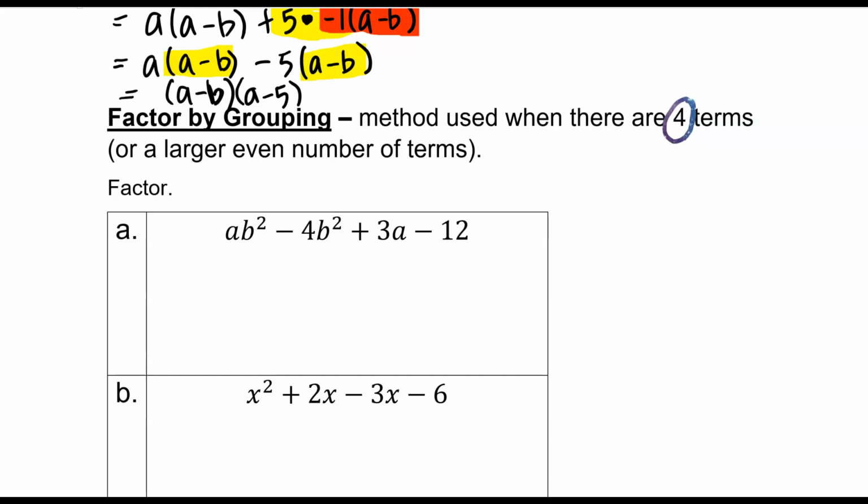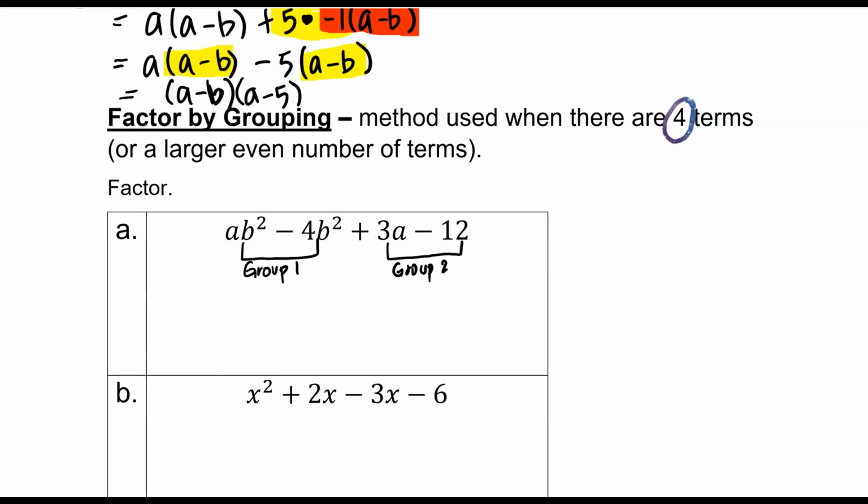For example, you have 4 terms: A B squared, negative 4B squared, 3A, and negative 12, right? You have these terms and they have nothing in common, all 4 at the same time. So this is when you decide, okay, there's no greatest common factor for all 4 terms, but these 2 have something in common and these 2 terms have something in common. So what you should do is take out what's in common with each group. Let's call this group 1, the first group, and this is group 2.